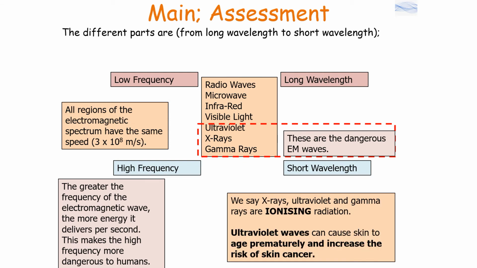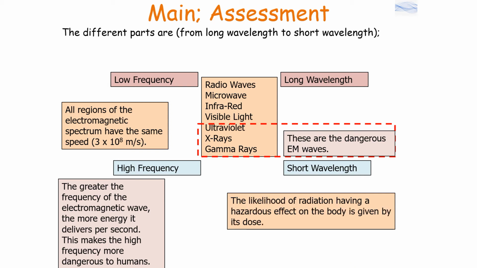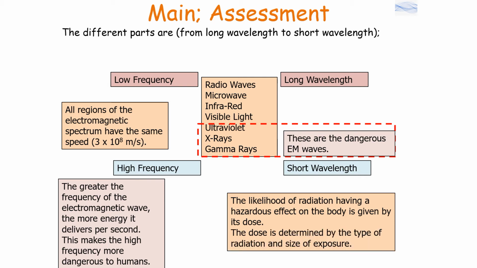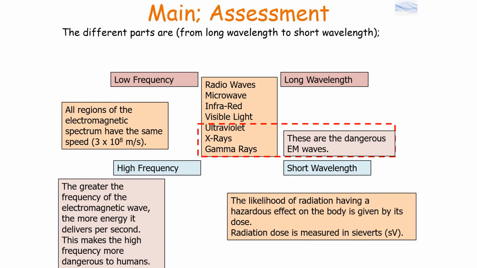Now, ultraviolet waves are ionizing and can cause skin to age prematurely, and it will increase the risk of skin cancer. But X-rays and gamma rays are the ionizing radiation that can cause the mutation of genes and lead to cancer. Now, the likelihood of this radiation having a hazardous effect on the body is given by its dose. The dose of radiation is determined by the type of radiation, ultraviolet, X-ray, gamma ray, and the size of the exposure. So it's very important to note that the dose is the size of the exposure of the body to the radiation, and the radiation dose is measured in sieverts.